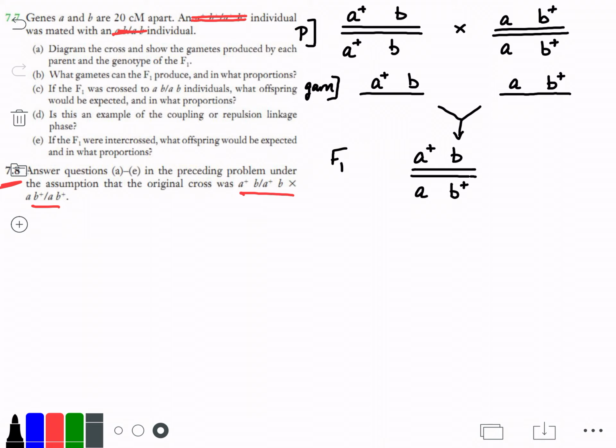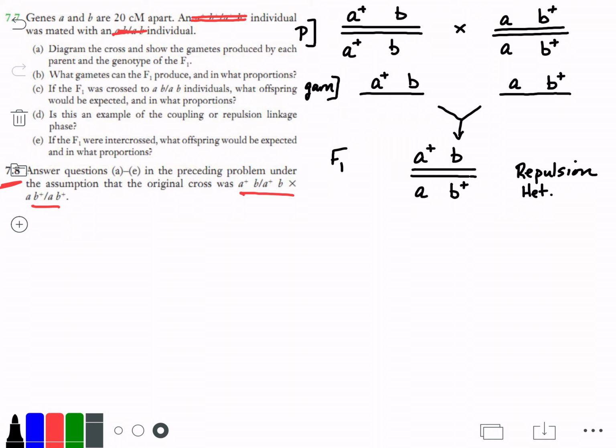I'm going to jump forward to part D. Is this an example of coupling or repulsion linkage phase? This is repulsion, because the wild type, or the plus allele for each gene, is on a different piece of DNA. If I had A plus B plus on one piece of DNA, I'd call that the coupling heterozygote. But this is the repulsion heterozygote.